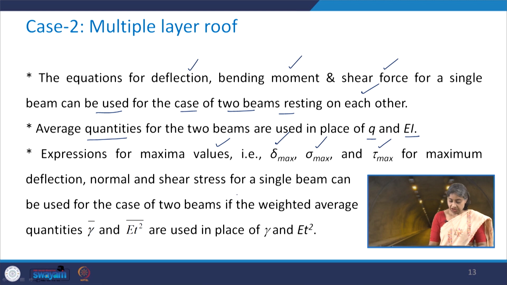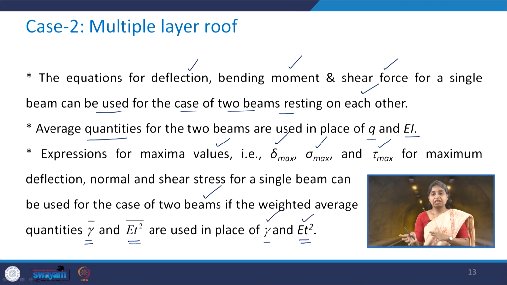It can be used for the case of two beams as if you are taking the weighted average of the quantities which are represented by gamma bar and E T square bar in place of gamma and E T square. So, whatever was the expression for the single beam in terms of gamma and E T square, in case of the two beams, you just replace gamma by gamma bar and E T square by E T square bar. And in that case, we can simplify the analysis by considering these two beams as an equivalent single beam.